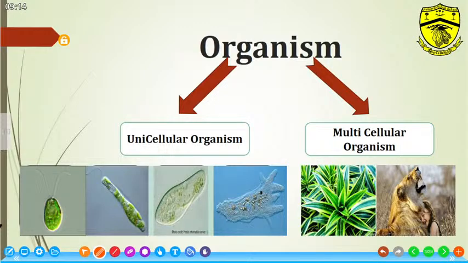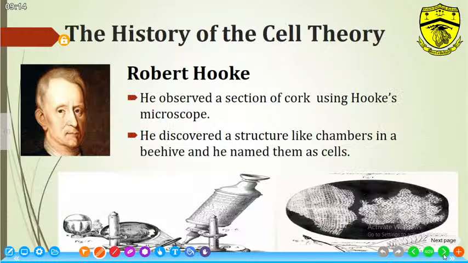Examples of unicellular organisms are Chlamydomonas, Euglena, Paramecium, and amoeba. Examples of multicellular organisms are plants and animals. Animal examples here are the lion and human. A human is also an animal, as you already know. And now we discuss the history of cell theory.